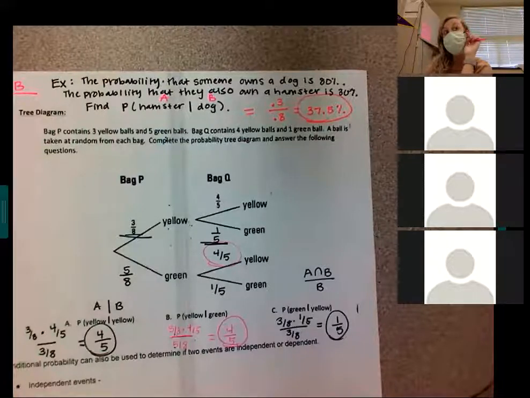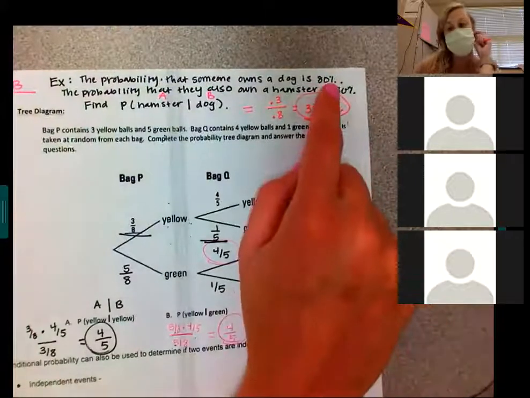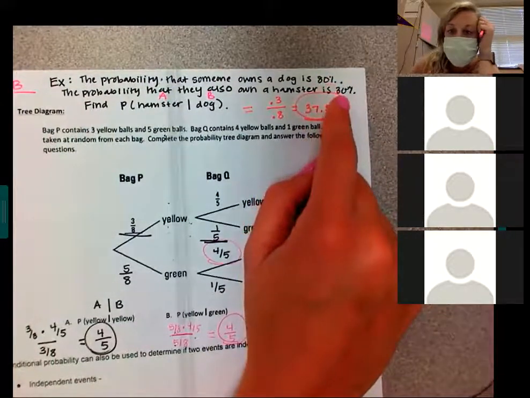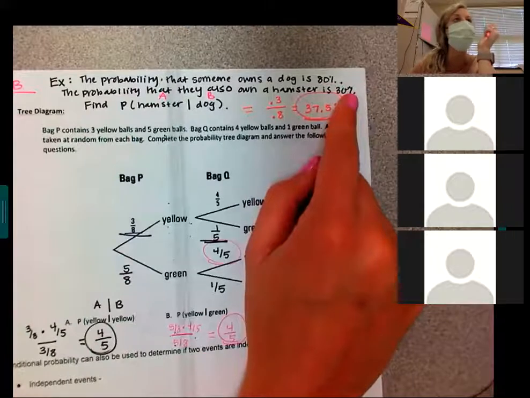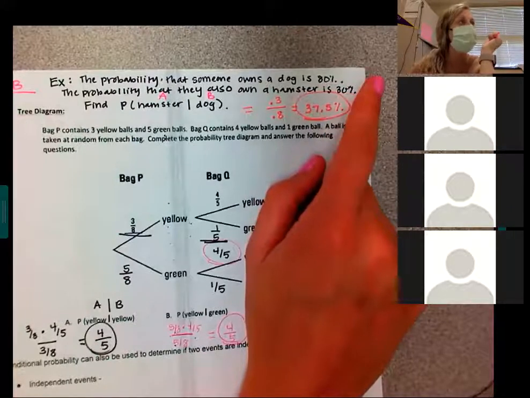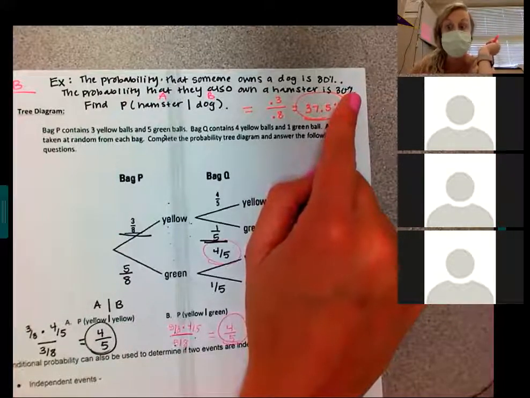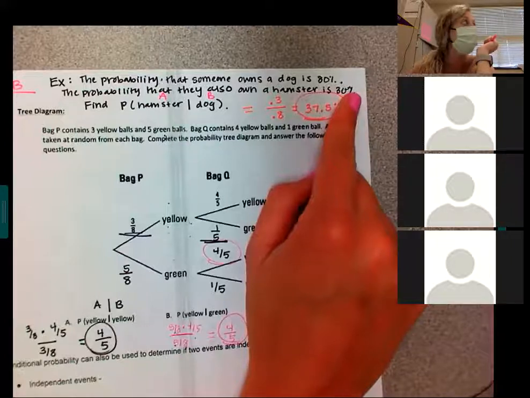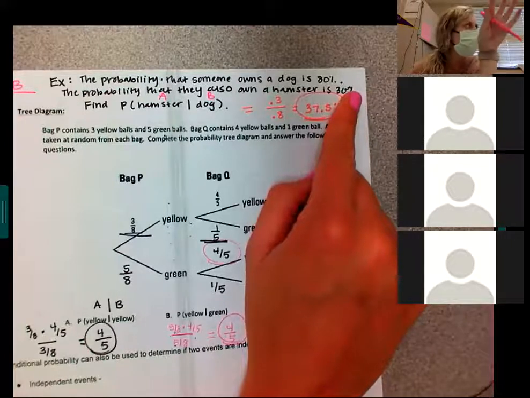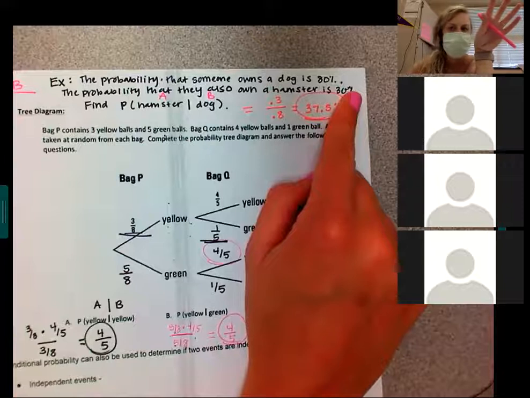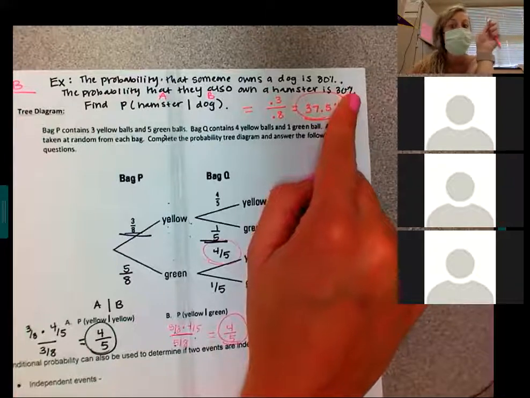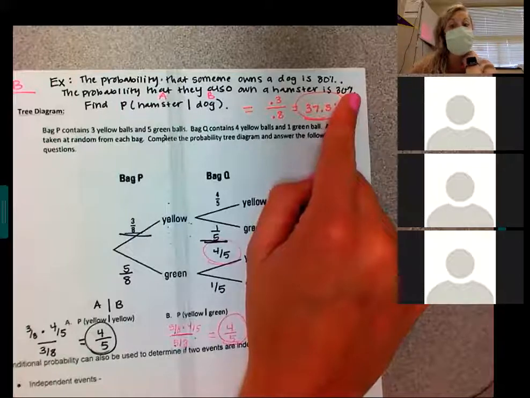No, you don't listen, everybody. You're not multiplying 0.8 times 0.3 because 0.3 isn't the probability that they just own a hamster. That's the probability they own a hamster and a dog. That's a great question. Is everybody okay? Oh, that's a great question. What's the percentage of just owning a hamster?